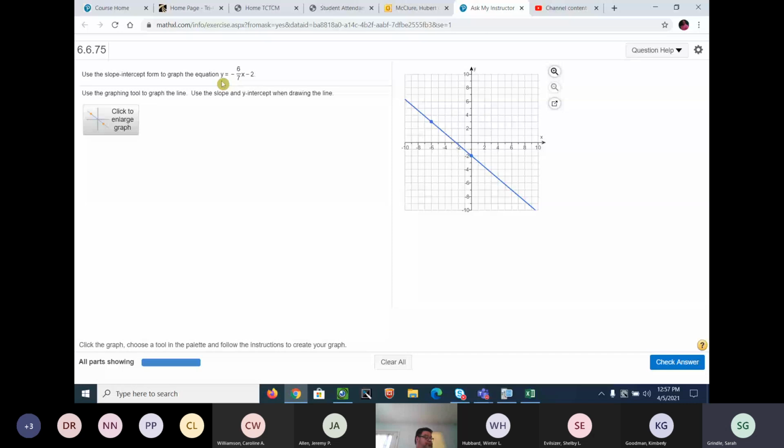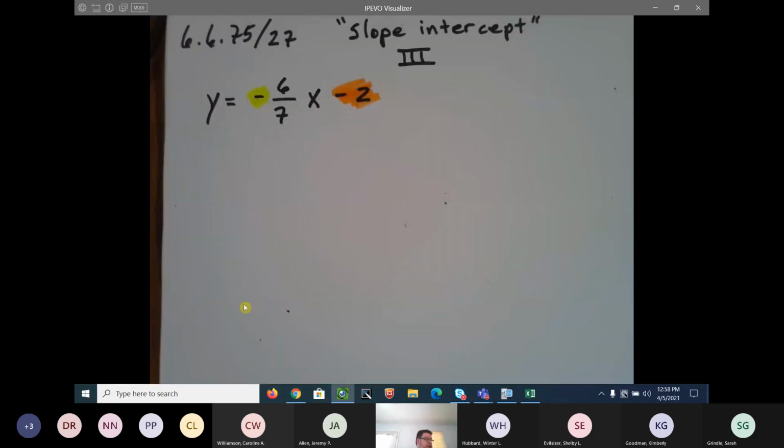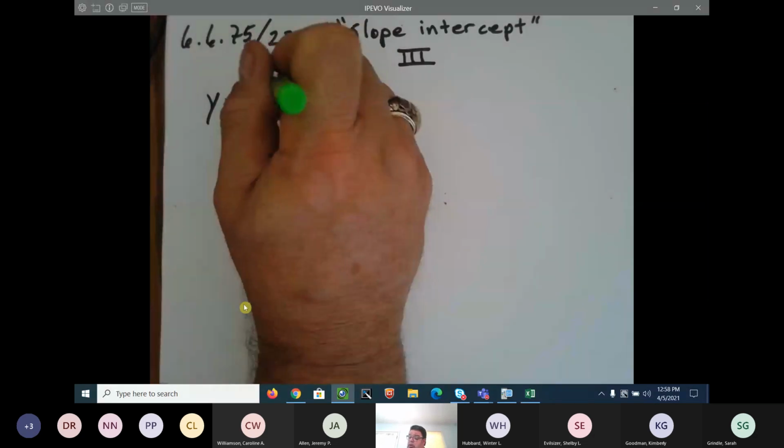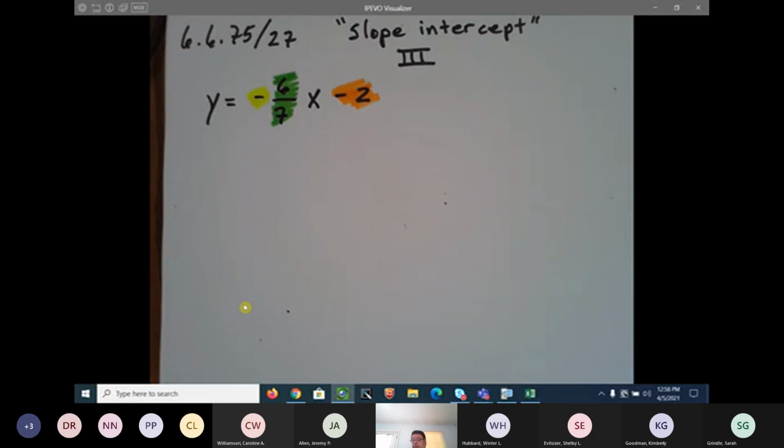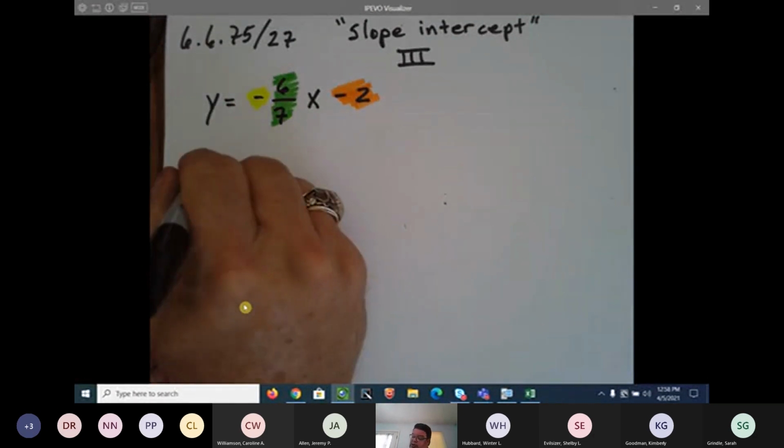All right, so I'm going to highlight the yellow. I'm going to highlight orange. And I'm going to highlight green. So what did I just highlight? Well, my y-intercept.